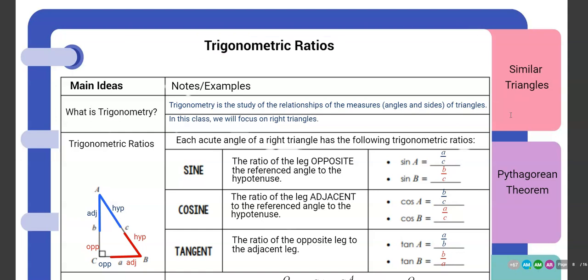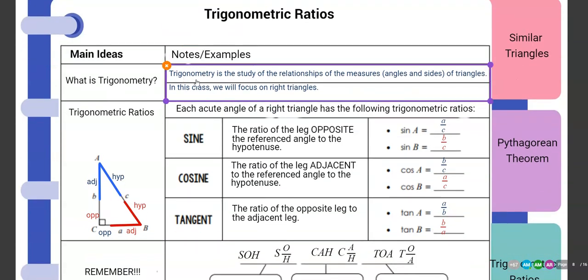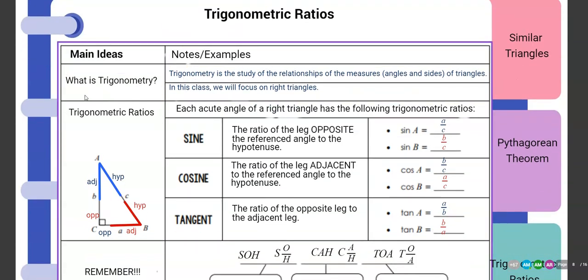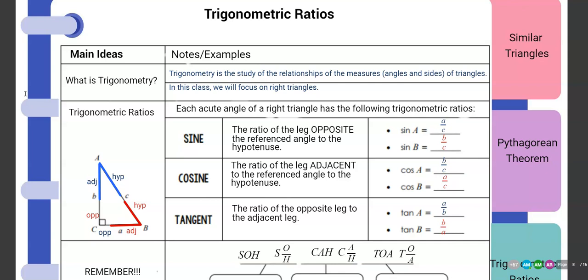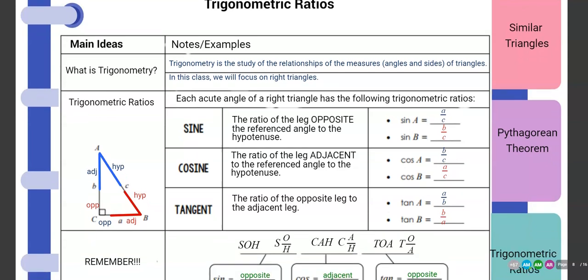Alright guys, so today what I'm going to do is go over our trigonometry notes that we have to do for our class. So we're going to start with talking about the different trigonometric ratios. So first of all, what is trigonometry? Well, trigonometry is the study of the relationships of the measures, angles, and sides of triangles. For geometry, we will be focusing on right triangles.